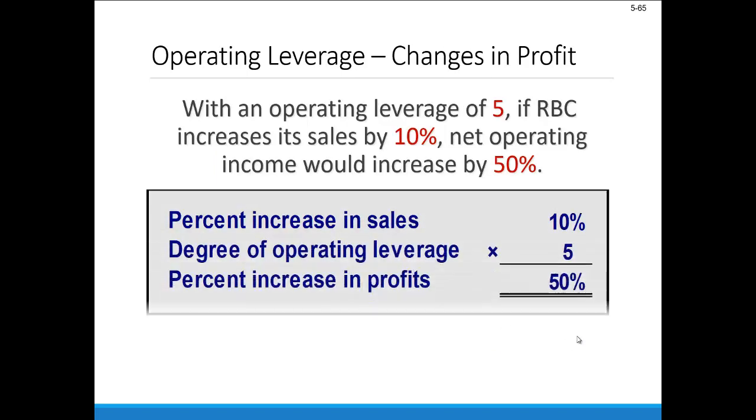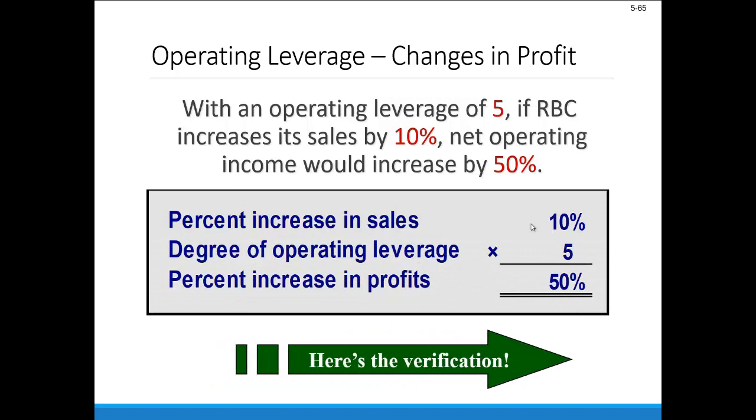And that's what we highlighted on this next slide. We take the percent change in sales that's expected, 10%, times that degree of operating leverage, in their case 5, and there's our expected increase in profit. The other thing to keep in mind is this works in both directions. If I expected a decrease in sales of 10%, I'd expect a decrease in profit of 50%.